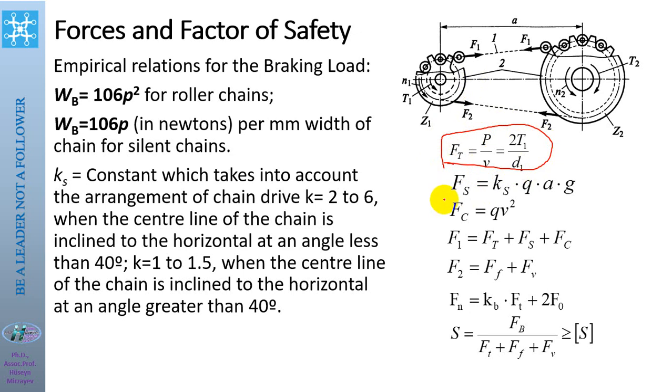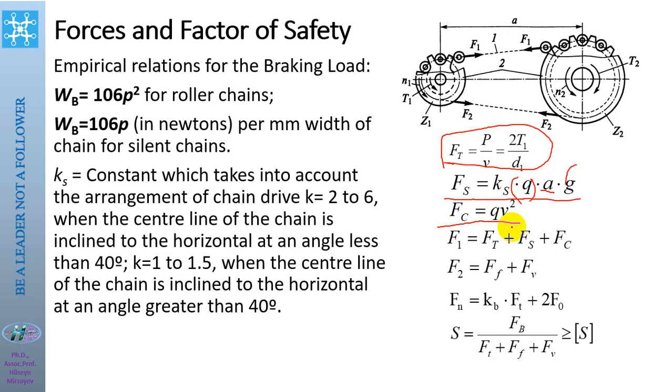Okay, this force acts from the slacking of the chains, Ks is slack factor. q is weight of the chain for 1 meter of chain. a is center distance, and g is 9.8. Okay.